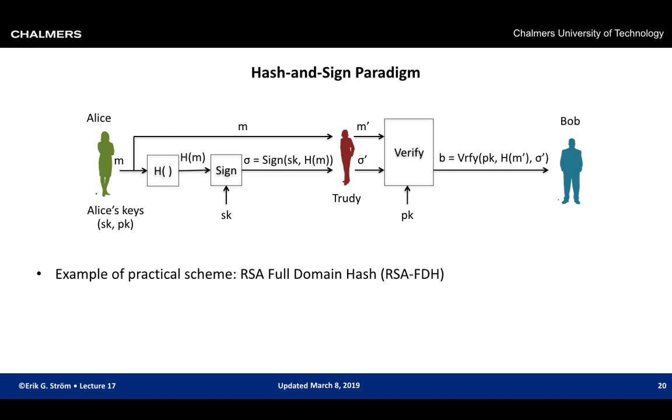Okay, so this hash and sign paradigm. If Alice would like to sign her message M, she doesn't sign M per se, but she runs it through a hash function first, gets a smaller number of bits, and then signs these bits instead with her private key. So the signature is the signature using the private key and the hash of the plaintext. Okay, and that's to save complexity. An example of a practical scheme for this is something called RSA full domain hash.